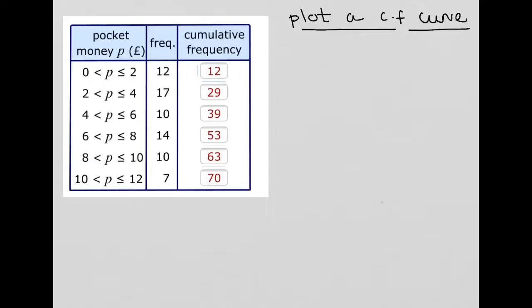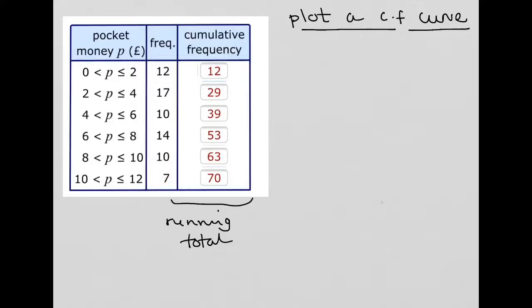I'm not going to go over plotting a cumulative frequency curve in detail because again it's not even GCSE, it's kind of key stage 3 stuff. But a quick recap for when you do a cumulative frequency curve is you have to work out the cumulative frequency first. So if you're not quite sure what that is, remember it's like a running total. So your 12 you get just from here, 29 is 12 plus 17, 39 is 12 plus 17 plus 10, so it's a running total. If you add all of those together you get 70, which is the final value there.